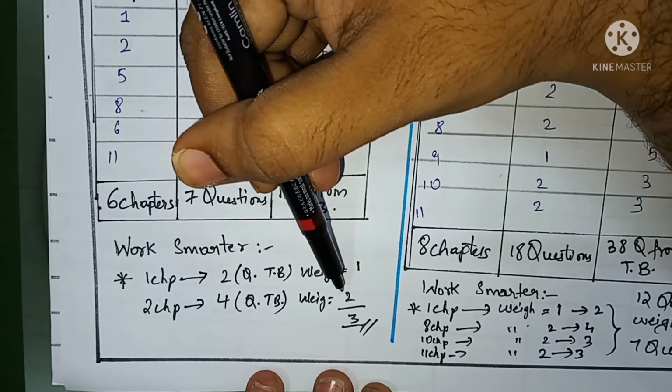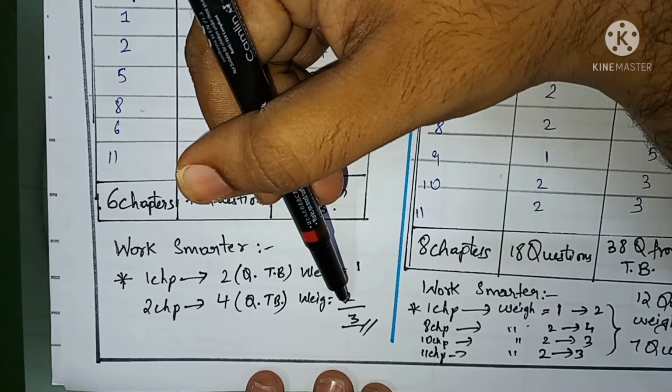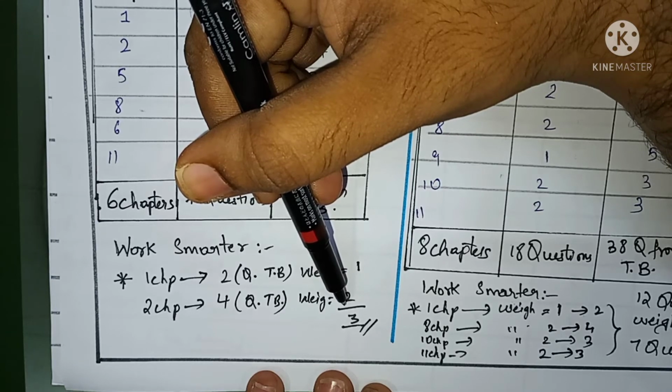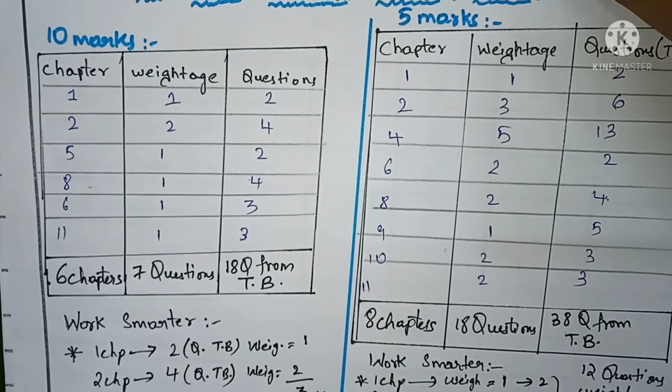You will be able to attempt these three questions, and you can easily score 30 out of 30 for section A of the examination. I hope you are getting my point. What is my point? Fine.